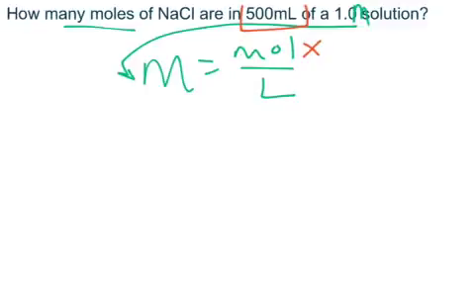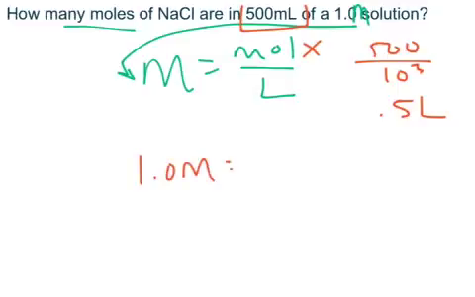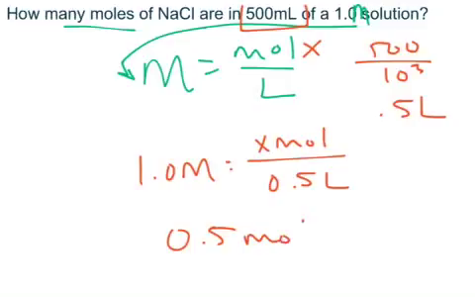And the way that we do that is milli is 3 steps below regular liter on the metric staircase. So that means we would do 500 divided by 10 to the third, or 1,000. So 500 divided by 1,000 means that we have 0.5 liters. So this is going to be 1 molar equals X moles over 0.5 liters. Now the X is on the top of the fraction, so we do just multiply both sides by 0.5. So the answer is 0.5 moles.